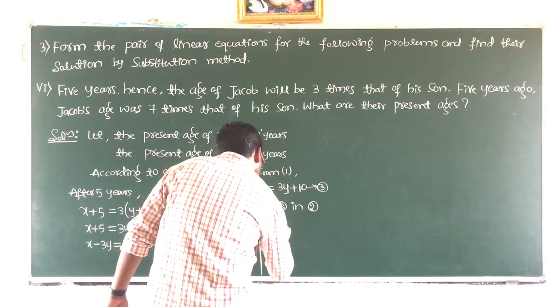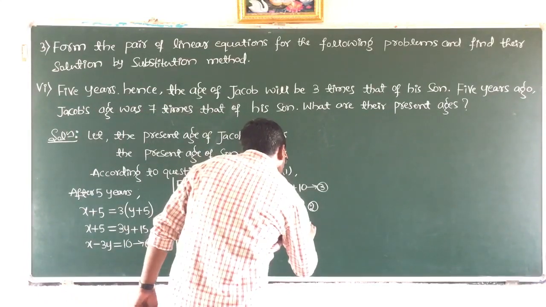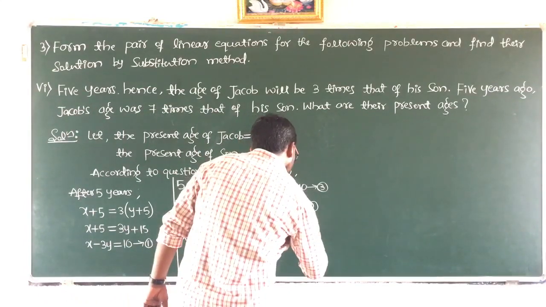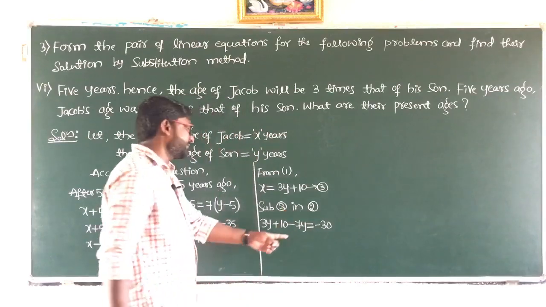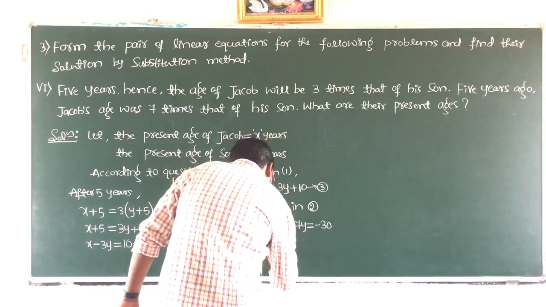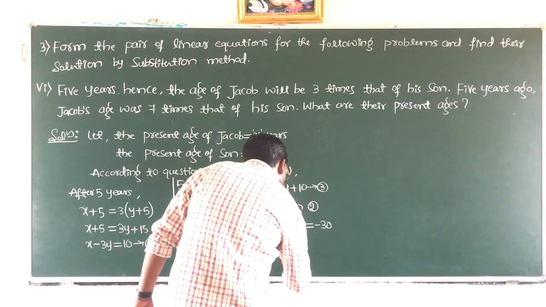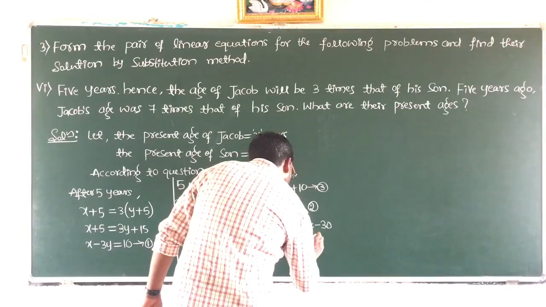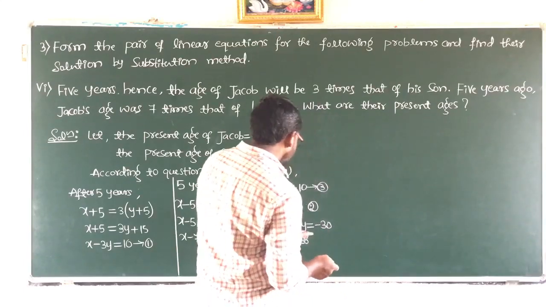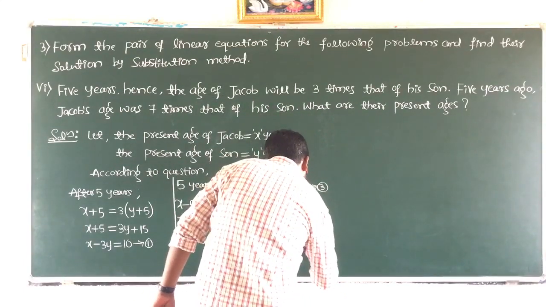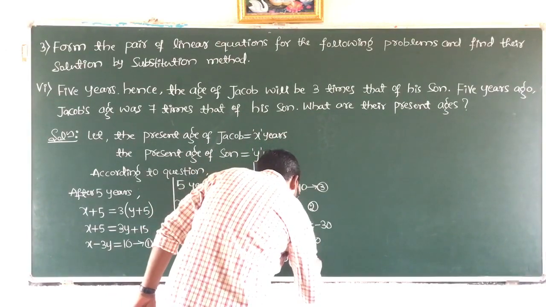3y plus 10, then write minus 7y as it is, minus 7y, which is equals to minus 30. Then 3y minus 7y will be minus 4y, which is equals to minus 30 minus 10. Take plus 10 to the RHS, it becomes minus 10. Then minus 4y, which is equals to minus 40.